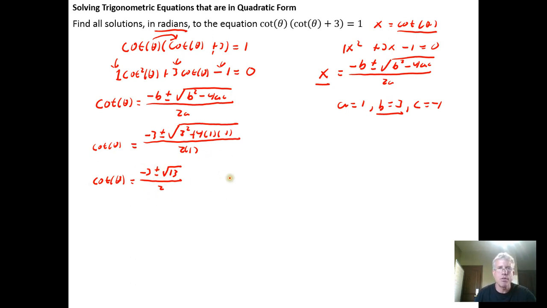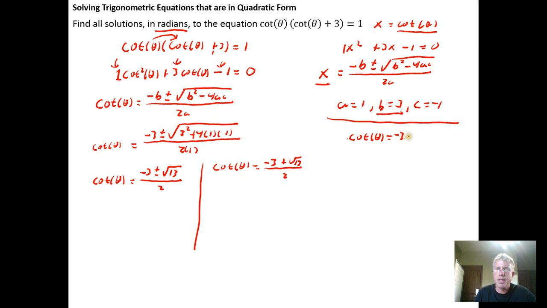So we either have to solve the cotangent of theta equaling negative 3 plus the square root of 13 all over 2. There's one equation. And the second equation that we would need to solve is negative 3 minus. So we would get cotangent of theta equaling negative 3 minus the square root of 13 all over 2.